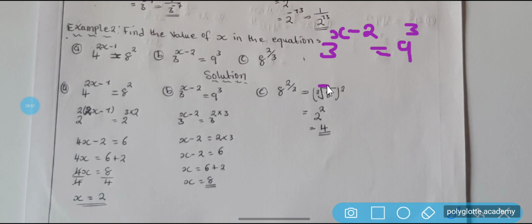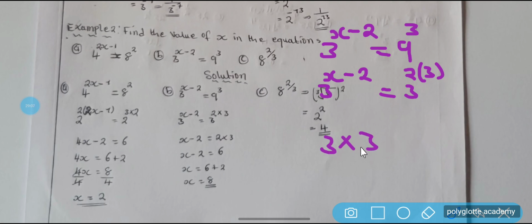So we have 3 to the power x minus 2 is equal to 9 in index form, which is 3 to the power 2, times this 3 that was originally there. Because if you take 3 times 3, you are going to have 9. 3 times 3 is 9 and not 6. So I've used the number 3 two times.